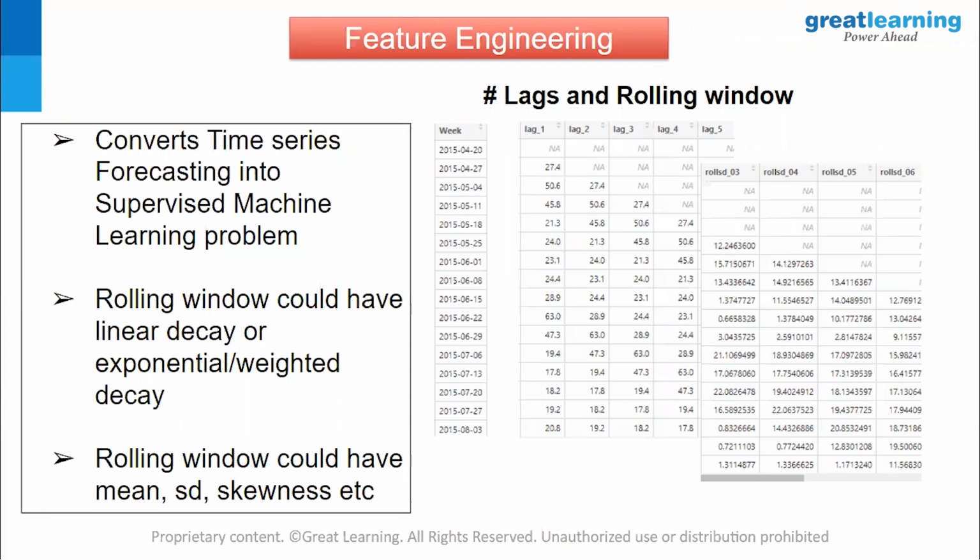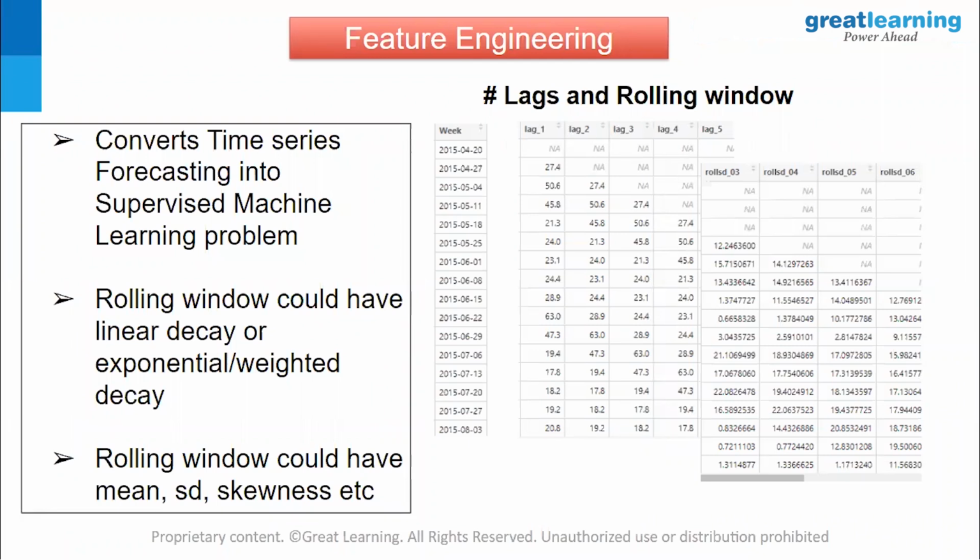Now, a smaller rolling window will capture the local effects, how the local trend is, and a larger rolling window size will capture the long-term trend. So it's again a very powerful feature. Instead of rolling means, we can also have weighted means, or exponential means. So you can experiment as you wish, depending on the problem statement.